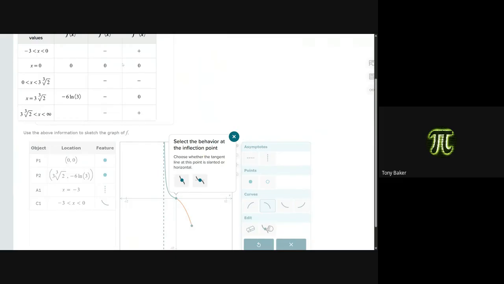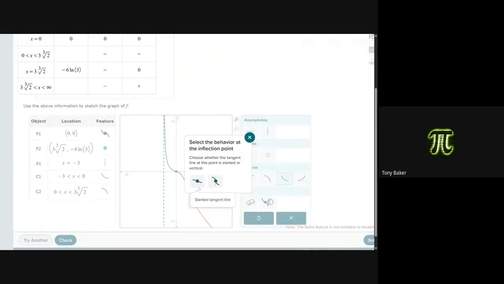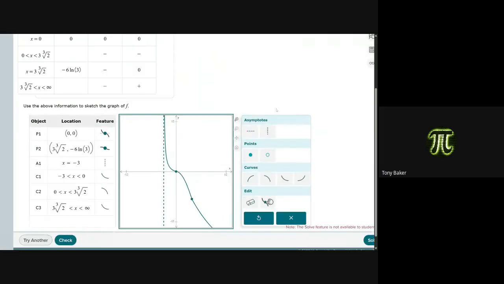Now, at that point there, what kind of inflection point do I have? Do I have a horizontal tangent or a slant tangent at 0? It says 0. That is a horizontal tangent. Then from this point on, I have decreasing and concave up. And at that point, there's no derivative there. So I have a slant asymptote.